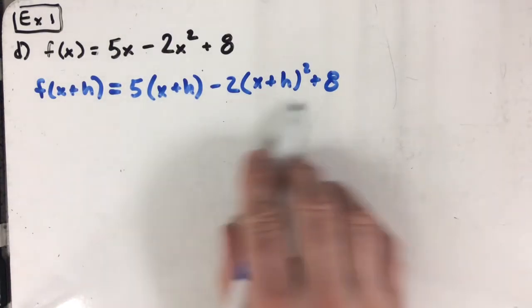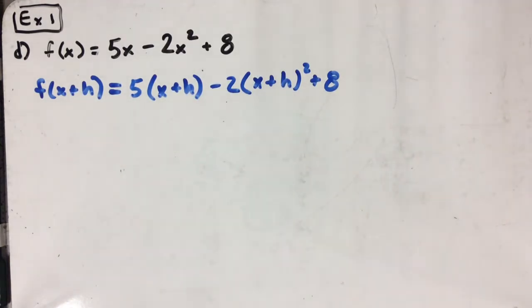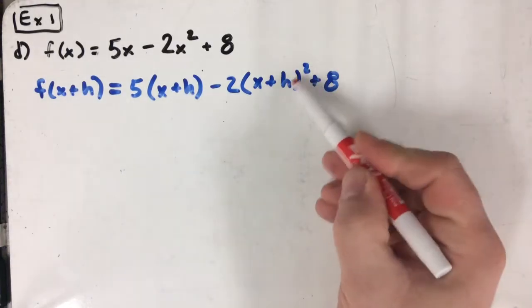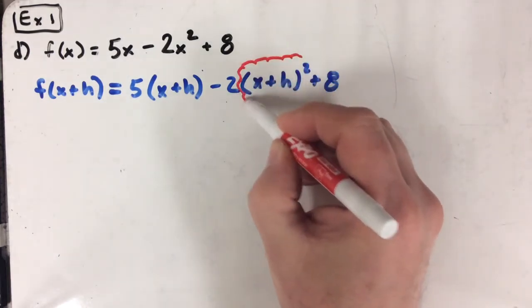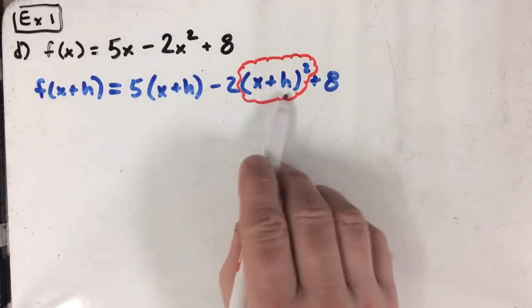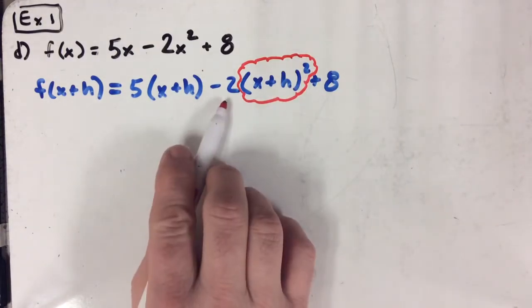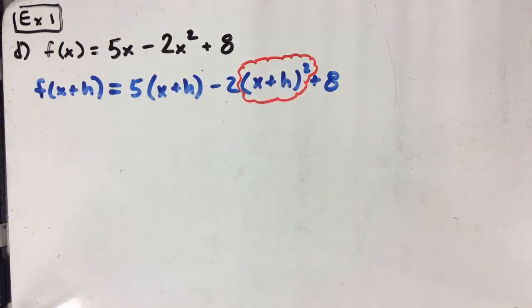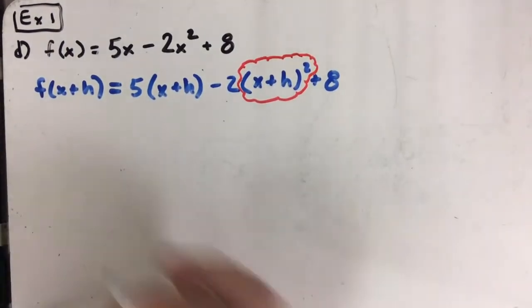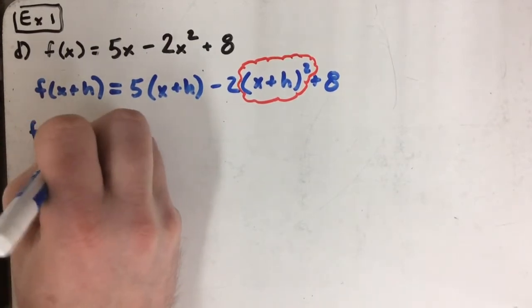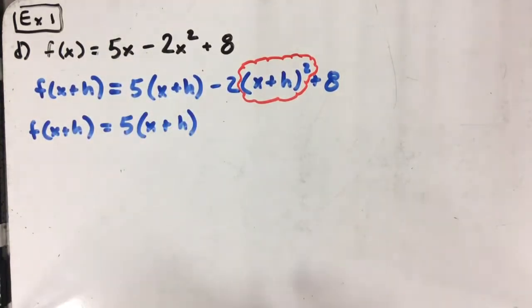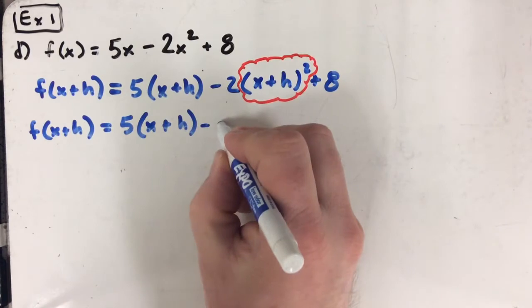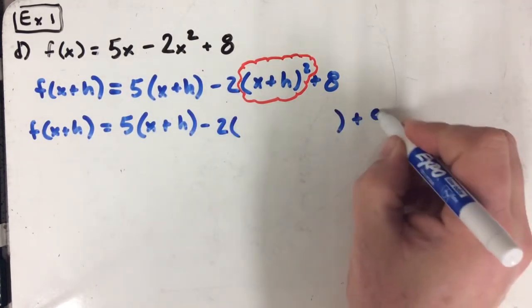I need to get rid of these parentheses and simplify at some point. It's easiest to do it now before we plug it into the formula. Based on PEMDAS, I know that I need to do exponents before I do any multiplication. So in my next step, I'm going to go through and evaluate this x plus h squared. I need to do that before I multiply by the negative 2 because of PEMDAS. So we have f of x plus h is equal to, I'm not doing any multiplication in this step, so I'm just copying that 5 times x plus h down again, and then we have a minus 2, and then on the end a plus 8.